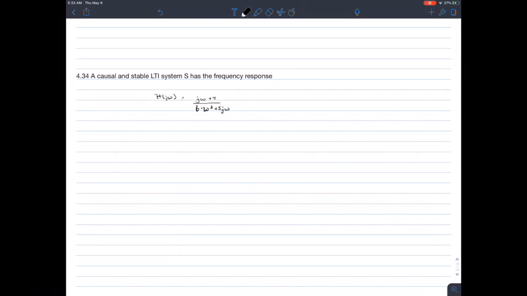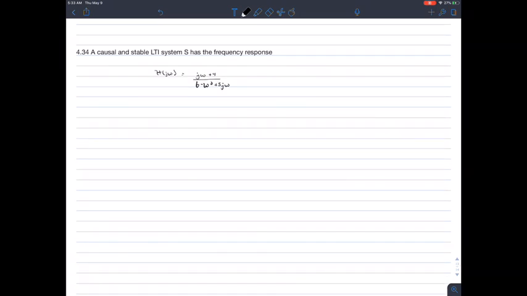And so part A wants us to determine the differential equation that is relating the input x of t and the output y of t. Okay, I'm going to write that down for you because I'm going to make these notes a PDF. I'm going to make it available for y'all. So determine the differential equation for x of t and y of t. Okay.